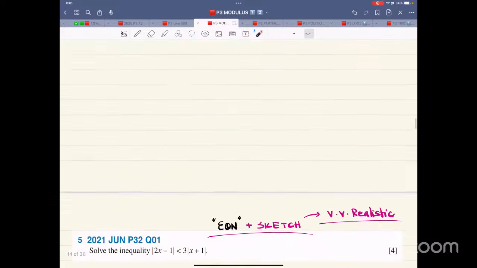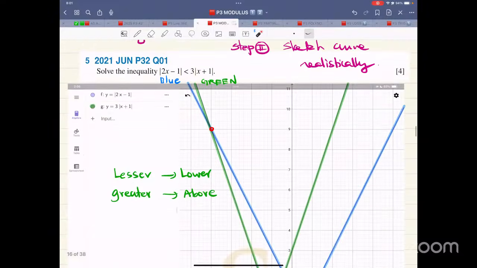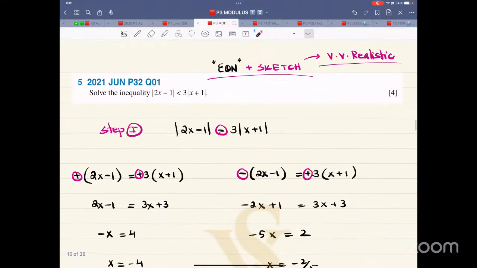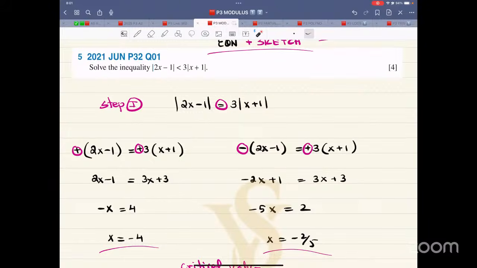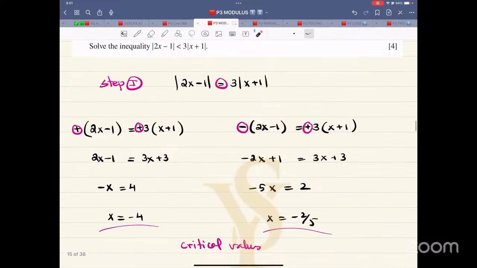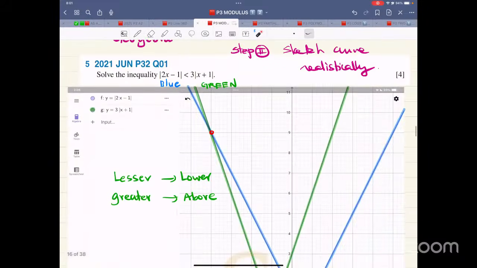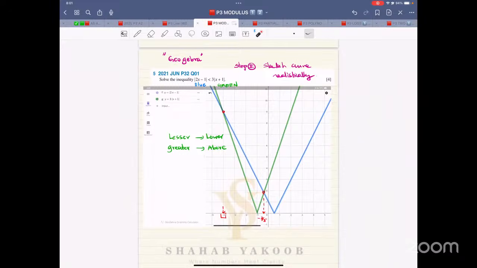Something like this thing, in some places I have used the sketch also, but I personally solve it using the algebraic method. It's a matter of preference. Anyone can solve it any which way. For example, |2x - 1| is less than 3 times |x + 1|. So the same question, if someone wants to solve it this way, first they will solve the equation, they'll get the critical values. They have to draw a very realistic sketch, but unfortunately that is not possible for many.